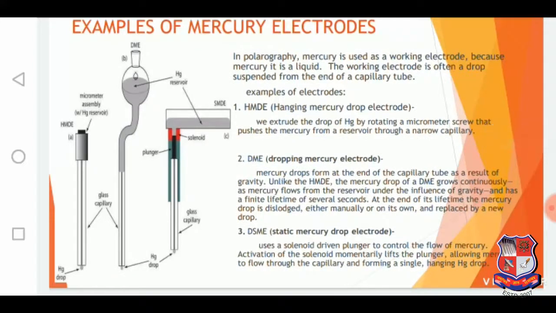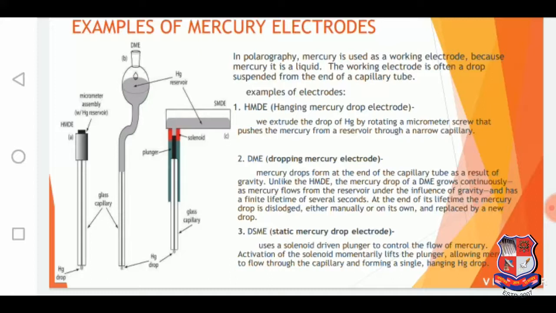Examples of mercury electrodes are the hanging mercury drop electrode, the dropping mercury electrode, and the static mercury drop electrode. In the GTU examination, the dropping mercury electrode is frequently asked. And what is that? Inside this electrode, mercury drops from the end of a capillary tube as a result of gravity. Unlike the other electrodes, the mercury drop of the DME grows continuously as mercury flows from the reservoir under the influence of gravity, and has a finite lifetime of several seconds.